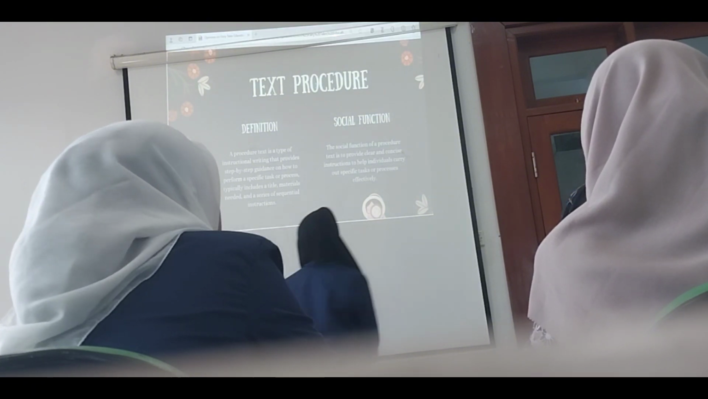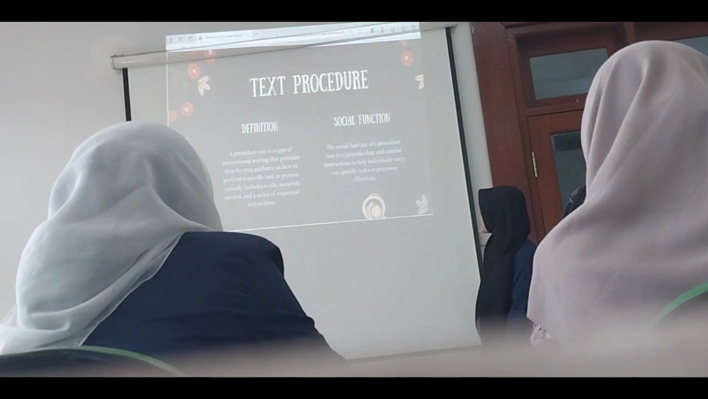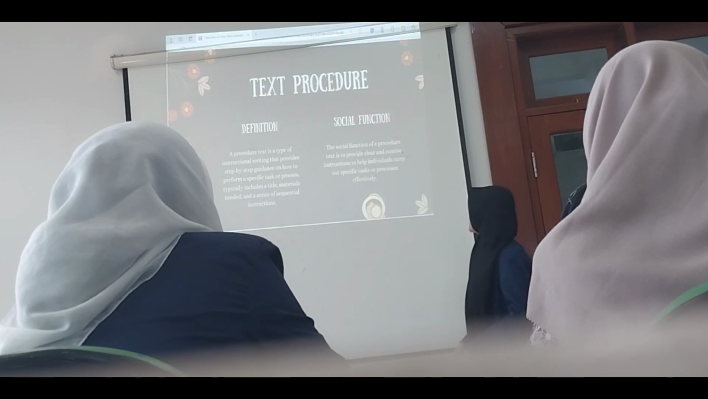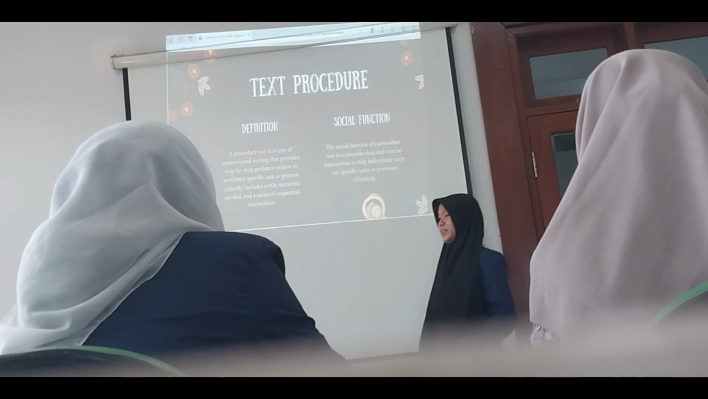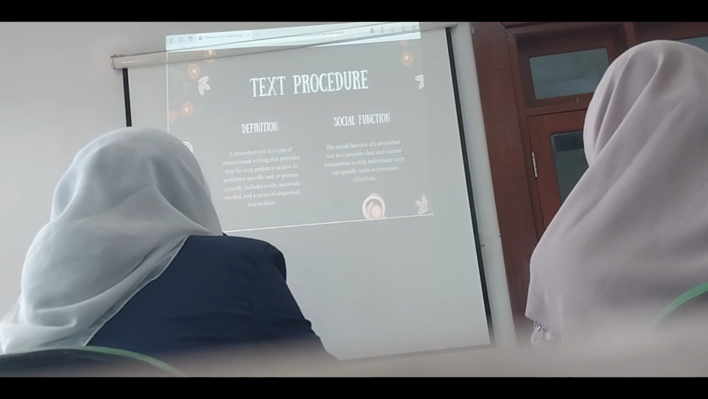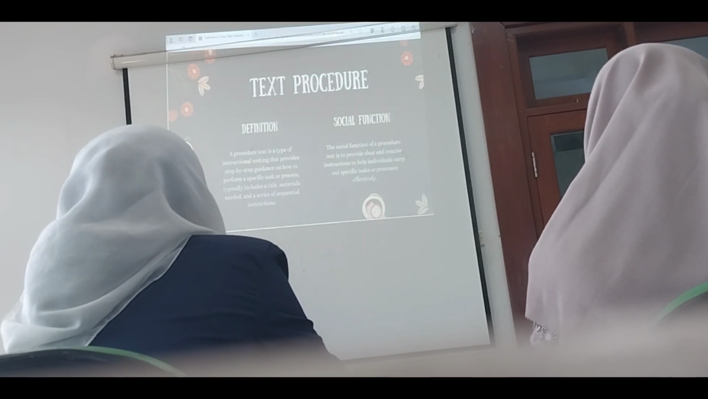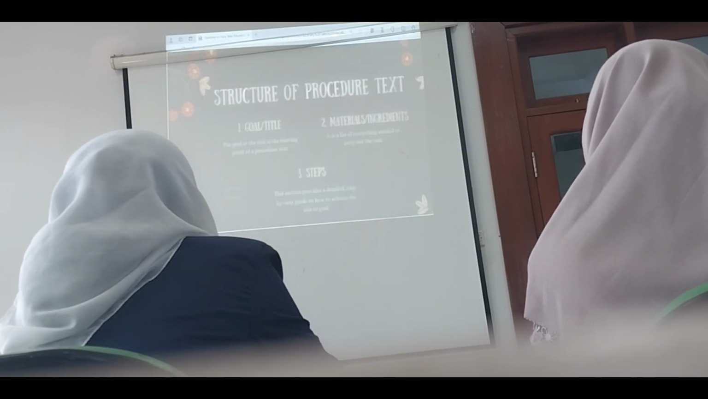Next is the social function of a procedure text. The social function of a procedure text is to provide clear and concise instructions to help individuals carry out a specific task or process effectively. So it tells people the steps and guides them to make something or to use something.